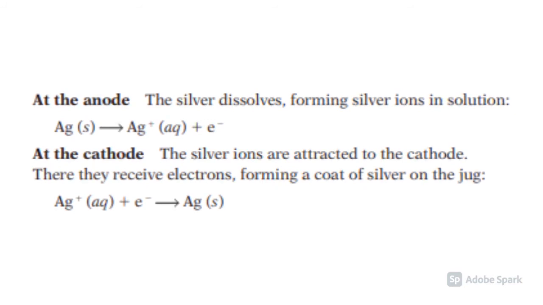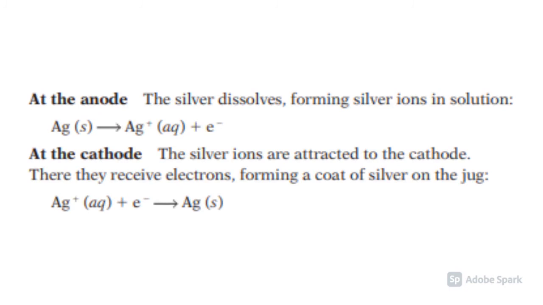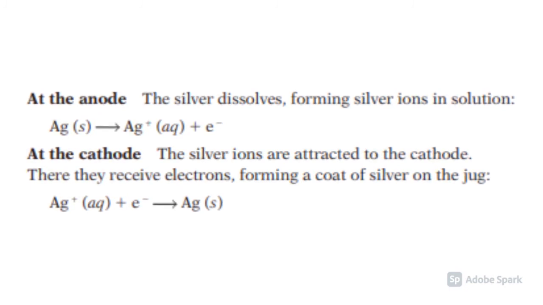So in general, to electroplate an object with metal X, the setup should be: at the cathode, you need to have the object that you want to electroplate. At the anode, you need to have metal X, and the electrolyte needs to be a solution of a soluble compound of X.